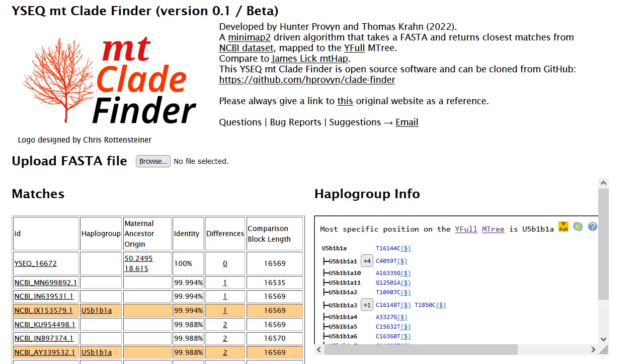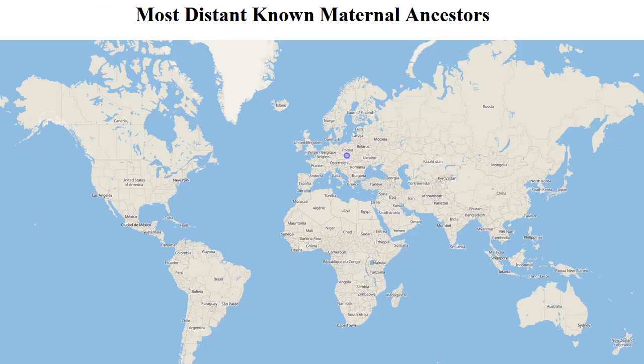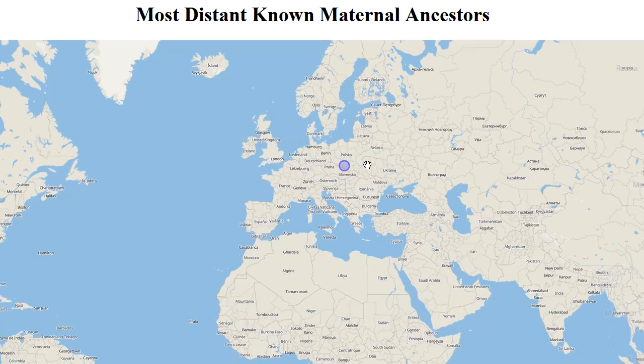There's about 66,000 NCBI samples and about 1,000 YSEQ customers who have joined public groups that you can see as your match here. You could see for the YSEQ customers, it shows a maternal ancestor origin as a latitude and longitude. You can click that, and then you'll see the locations of all your YSEQ customer matches where they have set the location of their most distant known maternal line ancestor through YSEQ. I'll show you in a second how you can do that.